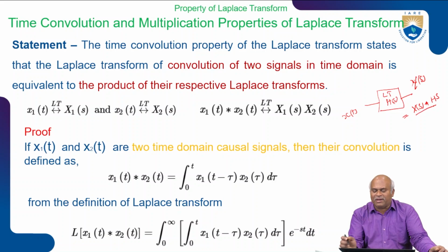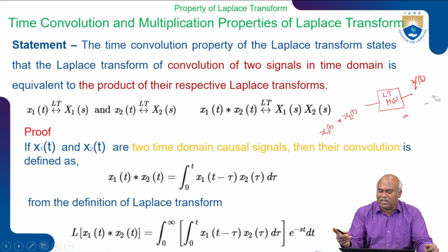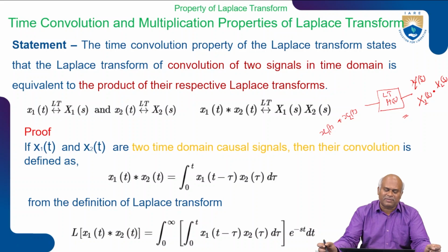This is what we studied for the last property. Now for this property, on the input side I do the convolution, that is x2 of t convolution of x1 of t. What will we get on the output side? The output side is represented as a multiplication of the two signals in the s domain, X1 of s into X2 of s. That is called the time convolution and multiplication property of the Laplace transform.